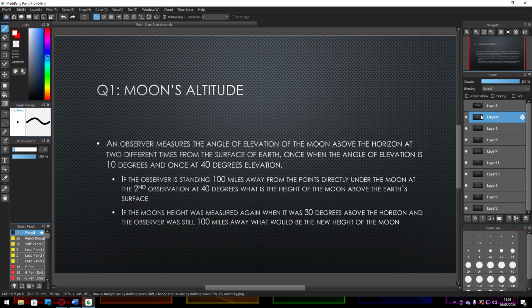An observer measures the angle of elevation of the moon above the horizon at two different times from the surface of the Earth. Once when the angle of elevation is 10 degrees and once when it is 40 degrees. The first question is, if the observer is standing 100 miles away from the point directly underneath the moon at the second observation at 40 degrees, then what is the height of the moon above the Earth's surface?